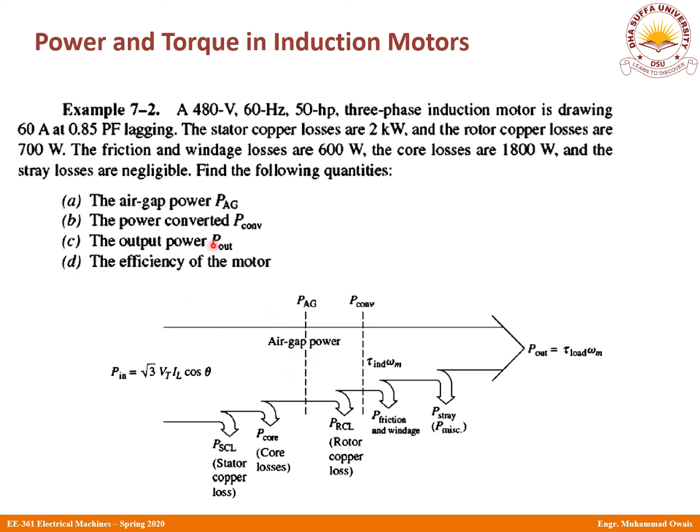Then in order to find out the power converted, which is at this point, what you have to do is subtract the rotor copper losses from this air gap power. If you do this, you will be able to find out the value of your power converted, which is the mechanical power you get here before actually considering the friction or the mechanical losses.